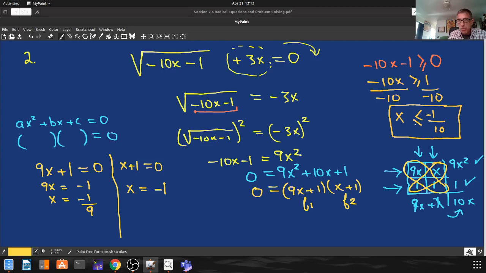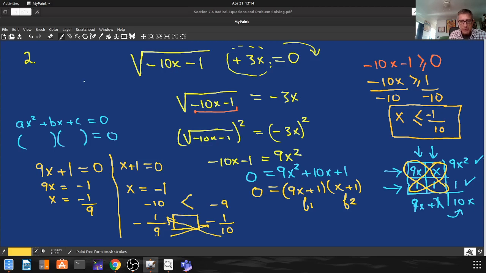So is minus 1/9 less than minus 1/10? Yes. How do I know this? Let's do a review. Minus 1/9. Here's my box. I don't know. Minus 1/10. So you cross multiply. So 10 times minus 1 is minus 10. 9 times minus 1 is minus 9. So minus 9 is greater than minus 10.